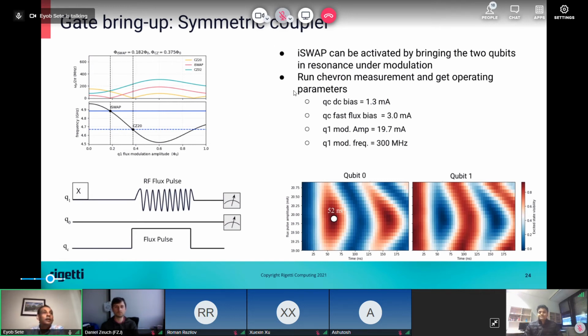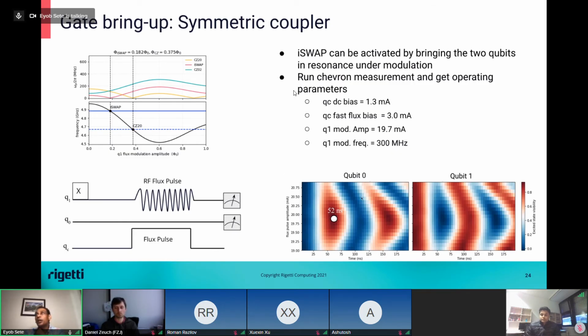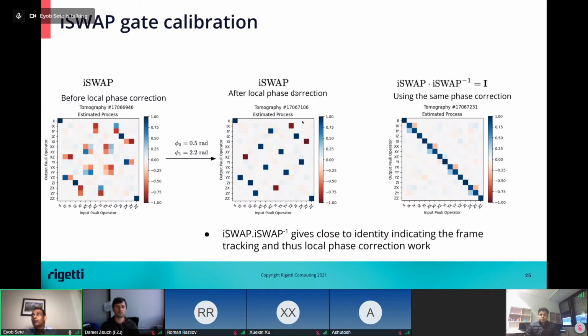All right. So for symmetric coupler, again, we plot this resonance plot to make sure where the gate operating points are and run a chevron measurement to get the gate time, the amplitude that is needed to bring the qubits in resonance. So these are the parameters. That's the DC parking point where G is 0, and the fast flux amplitude, where you want the gate time to be, kind of determines what the gate time would be. And the condition for resonance is around 19 milliamps, with a modulation frequency well above the other resonances, the sideband resonances, so it is safe. So once you pick that, you run that calibration method again.